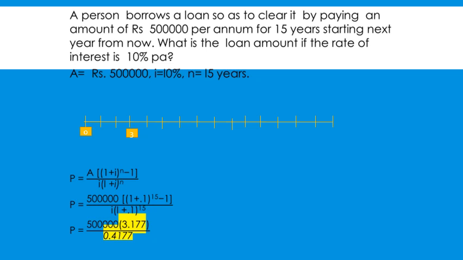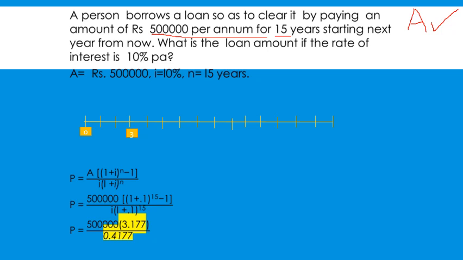Borrows a loan so as to clear it by paying an amount of rupees 5 lakhs per annum. See here, in this case he is paying rupees 5 lakhs per annum, means every year for 15 years. That means this 5 lakh is recurring every year. That means it is a uniform series of payments of rupees 5 lakhs for 15 years. What is the notation used for uniform series of payments? Notation used is A. That means A is known to me.